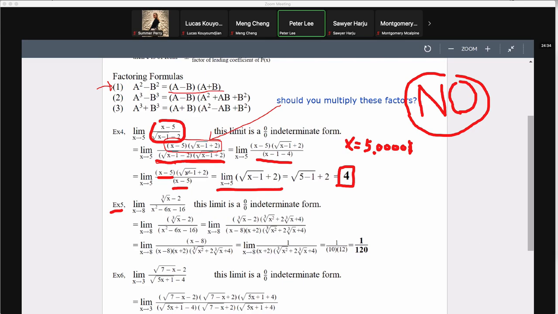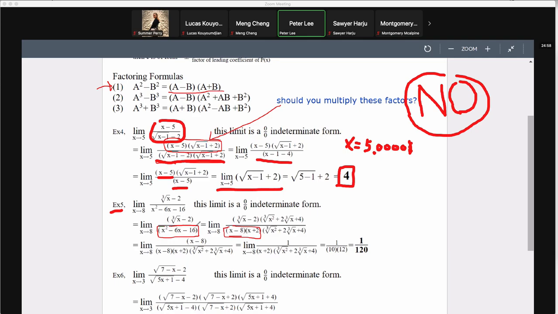Now we have the denominator here. The denominator is x squared minus 6x minus 16, and that one we want to factor. If you do that, then we get (x minus 8) times (x plus 2). And when you plug in x equals 8, you get a 0, and therefore we know that there is an x minus 8 factor. So the factoring is easy.